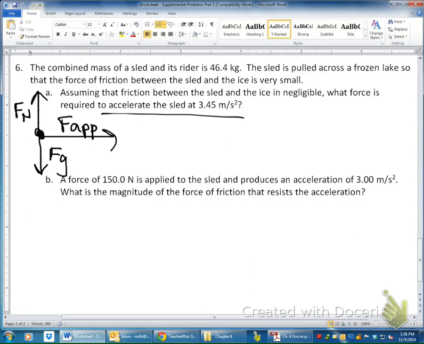Okay. Assuming that friction is so small it's negligible, we don't have any friction, we're not looking at any frictional forces, what force is required to accelerate the sled at 3.4? What direction does the sled have to be accelerating in? Horizontal or vertical? Horizontal. So that means we really don't even care about these two. We're only looking at our horizontal, okay? So our net force in the horizontal direction is going to be equal to right minus left. So our rightward force is our applied force. What leftward forces do we have? None. So you can write minus 0, you can leave it, however you choose.